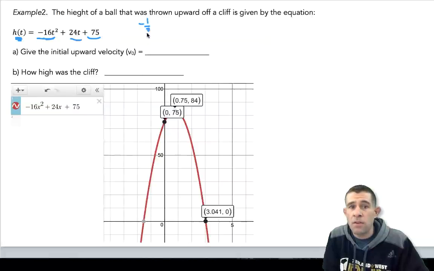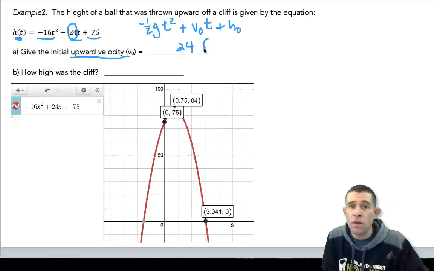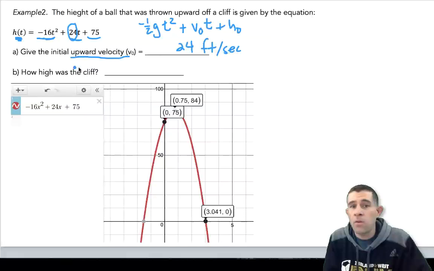Now keep in mind it was -1/2 g times t squared, that first term, plus our initial velocity times t plus our initial height. So this simply wants us to be able to recognize what is our initial upward velocity. That's the coefficient on t. That's 24. So that's given by 24, and this one's going to be in feet per second. And then how high was the cliff? Well, the cliff is the initial height at which the ball was thrown at, and that was 75 feet here.